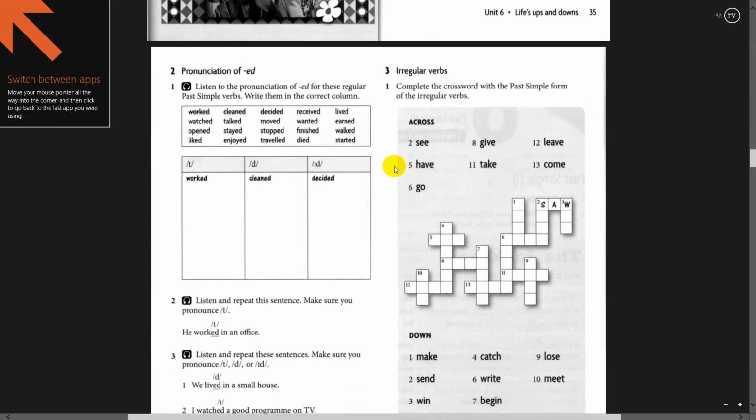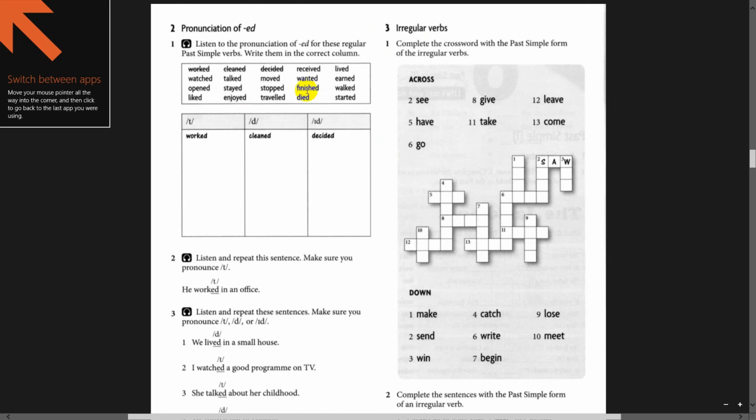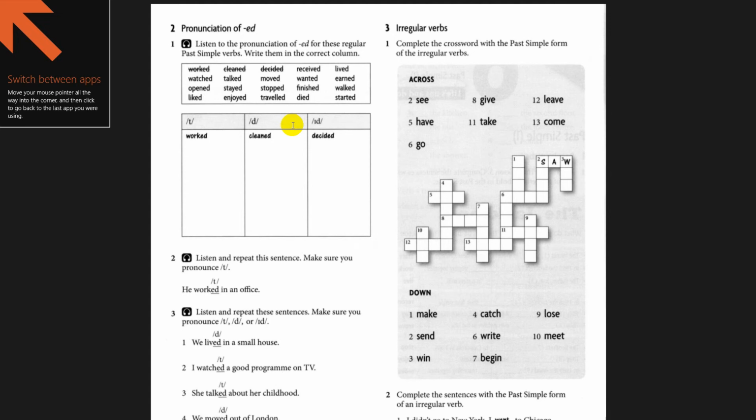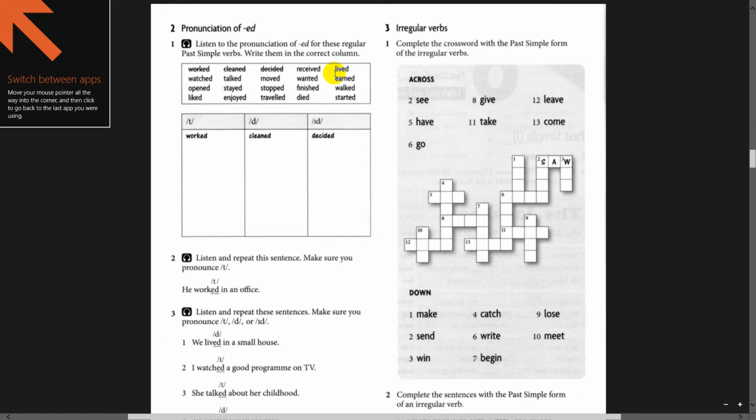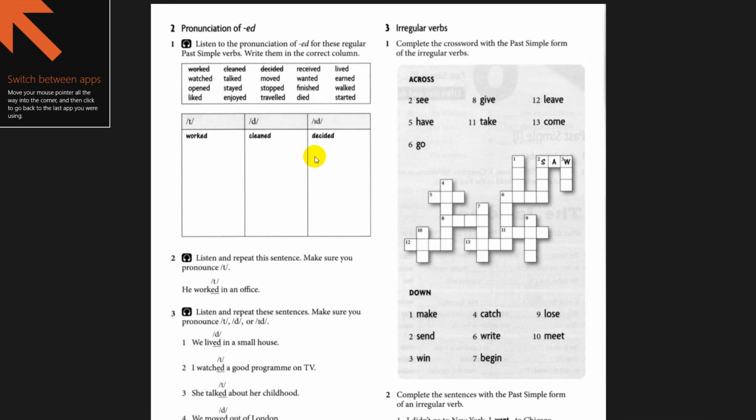We have pronunciation of ED. You see in this box some verbs ended in ED in the past form: worked, cleaned, decided, etc. I want you to put each one in this column according to the pronunciation. Okay, and I will check with you in the discussion. I want you to do these exercises because I want to check with you understanding of the lesson that I gave you on, I think, Wednesday.